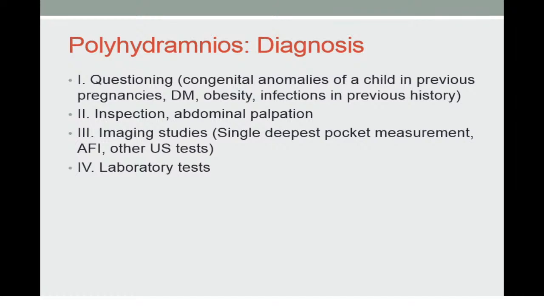How to make the diagnosis? As usual, we use the routine methods: a diagnostic questionnaire, paying attention to the presence of congenital anomalies in a child in a previous pregnancy, polyhydramnios in a previous pregnancy, diabetes mellitus before pregnancy or during the first pregnancy that disappeared, obesity, infections in a previous pregnancy, inspection, and abdominal palpation. These two methods are done at any visit for any patient. Thus, you only have to be attentive and you will suspect that the patient has polyhydramnios.